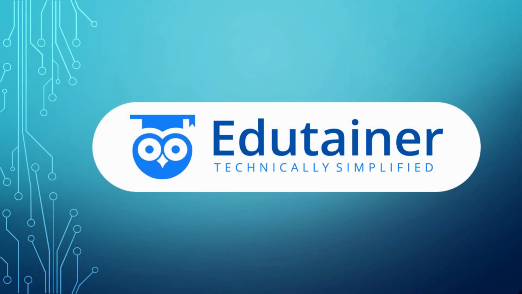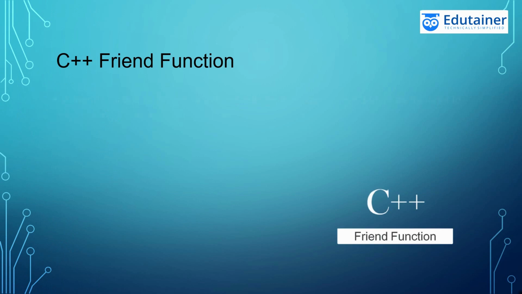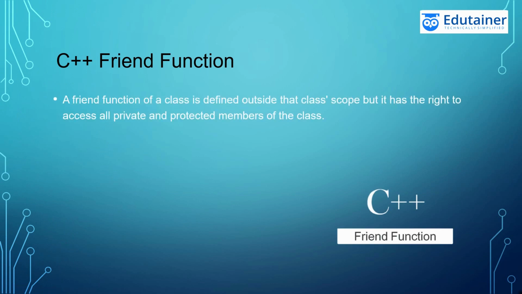In this lecture, we will be completing the friend function. So let's start. C++ friend function. A friend function of a class is defined outside the class scope, but has the right to access all private and protected members of the class. So a friend function is defined outside the class scope, but it has the right to access all the private and the protected members of the class.